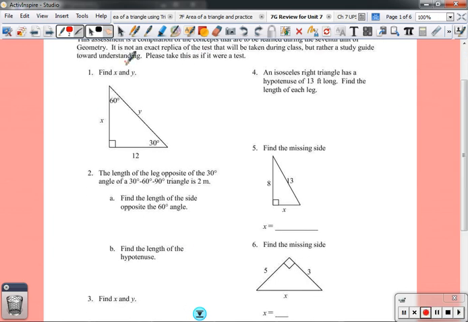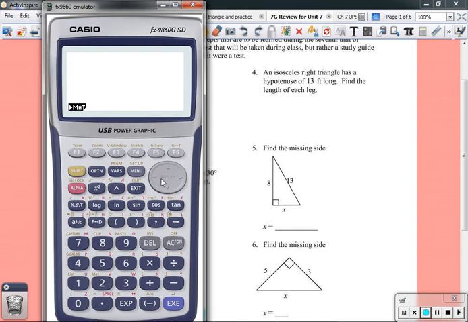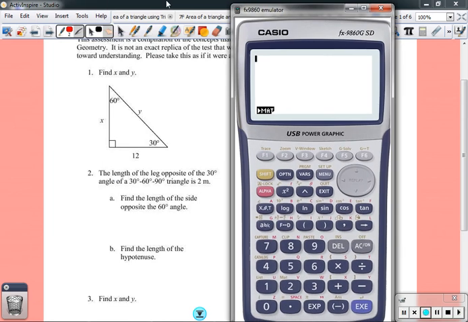The beginning section is all the trig stuff. Although with this problem, for example, on number 1, you can use trig or you can use your knowledge of special right triangles. I'm going to go ahead and use trig. Make sure your calculator is set up in degrees, not radians, although if you've made that change, you should be good to go. So here's my calculator ready to go.